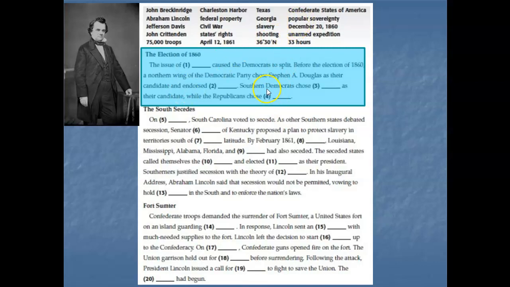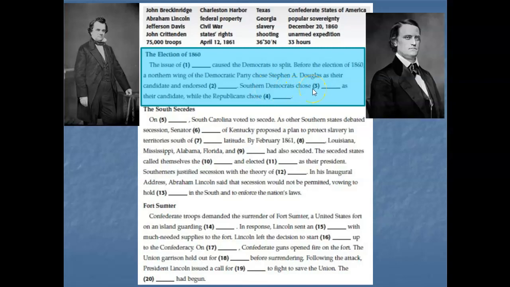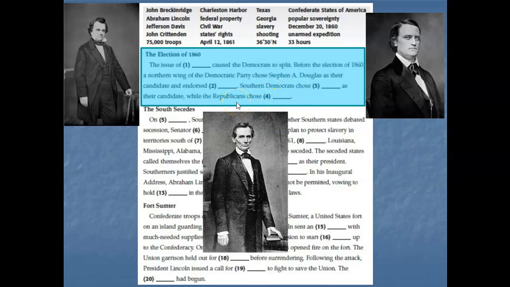And then the southern Democrats, on the other hand, chose this man. This would be John Breckinridge. And then finally, the Republicans are going to choose Abraham Lincoln. So that's this first paragraph here.